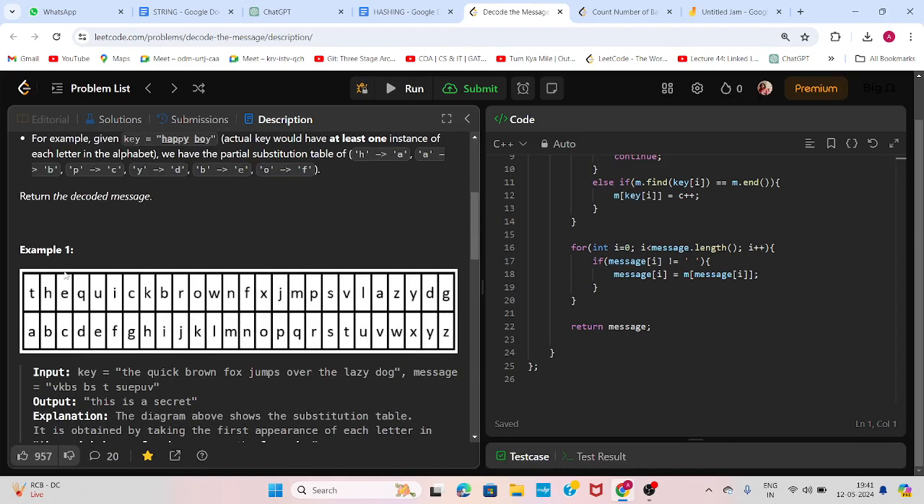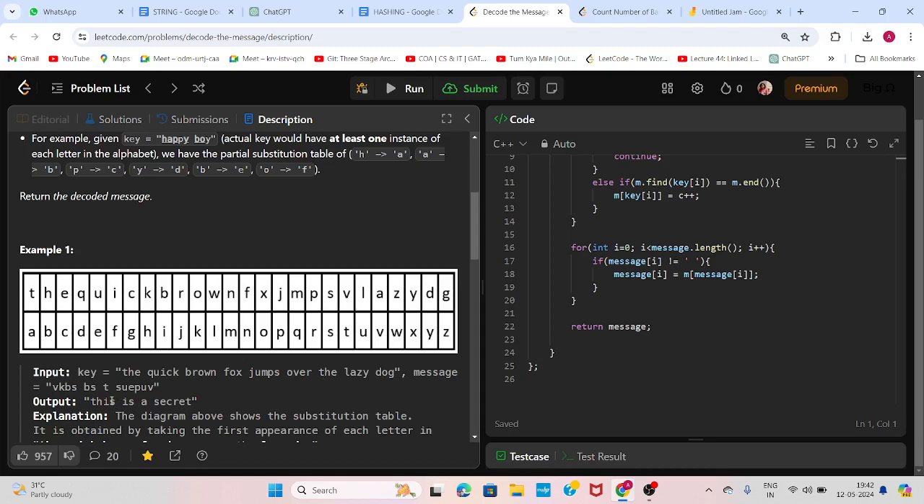So now you can see that we have the key: the quick brown fox jumps over the lazy dog. This is the key, and here A, B, C, D, E, F, G is assigned, and we have been given a message. Now the output is given. This is a secret. So now let us make the connection, how this question is giving the answer.